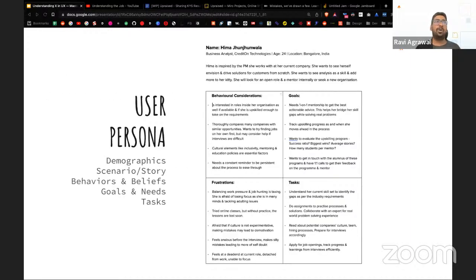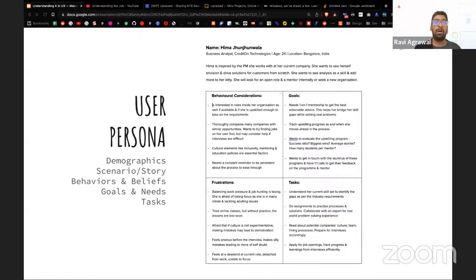All right. So after doing all of this, you should be able to come up with a user persona. Now, this user persona should have these 5 things available with you, right? What are their demographics? What is the scenario or the story that they live in right now? What are their behaviors and what are their beliefs? What are their goals or needs? What are their frustrations? And what are their tasks?